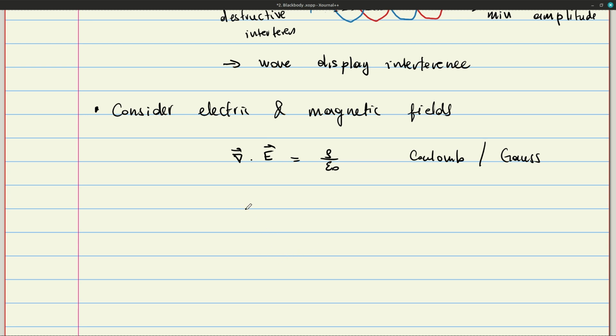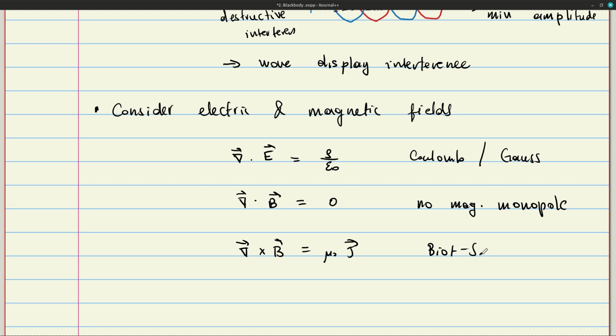And similarly, you can think about the magnetic field. Del dot B, although there is no reason for it, there seems to be no magnetic monopole. And what this means is this is going to be 0. So this is no magnetic monopole. But the question is, what is the source of the magnetic field? The source of the magnetic field is current, and we write it like this: del cross B is equal to μ0 J. This is the Biot-Savart law, or Ampere's law.